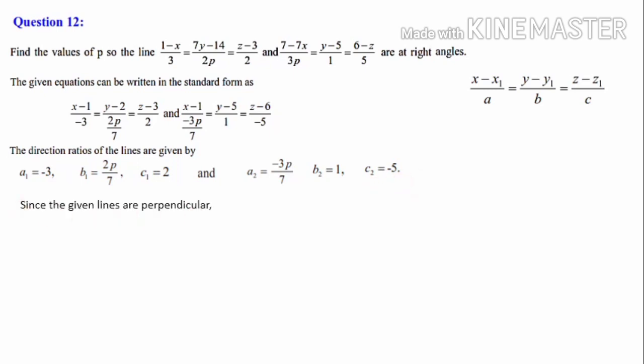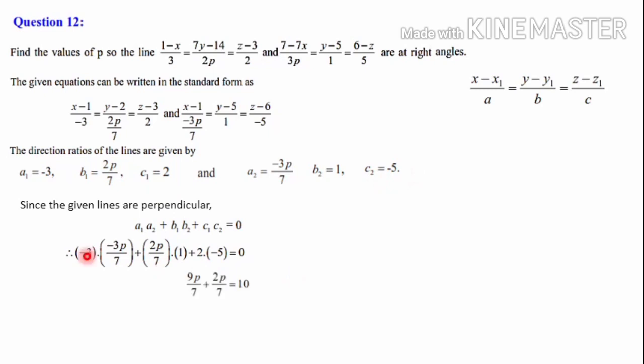Since the given lines are perpendicular, as I mentioned before, A1 A2 plus B1 B2 plus C1 C2 is equal to 0. A1 A2, that is minus 3 into minus 3p by 7, plus 2p by 7 into 1, plus 2 into minus 5 equal to 0. That is minus into minus plus, 3 into 3 is 9, into p is 9p by 7. 2p into 1 is 2p by 7. Here 2 into minus 5 is minus 10. This minus 10 we are bringing to the right side, that becomes plus 10.